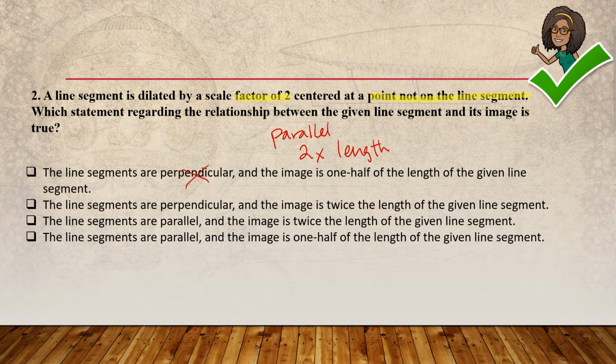Well, the first one is not correct because it says perpendicular, and the second one is not correct, perpendicular. So that knocks those 2. We have to look at the last 2. So the third one says the line segments are parallel and the image is twice the length. So we got parallel and twice the length of the given segment. And then the last one says lines are parallel, but the image is 1/2 the length. We know it has to be a scale factor of 2, so it's going to have to be twice. So that means our answer is the third option here.